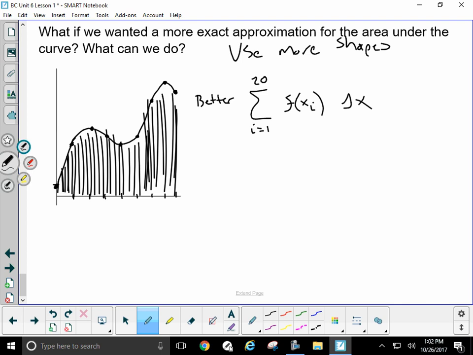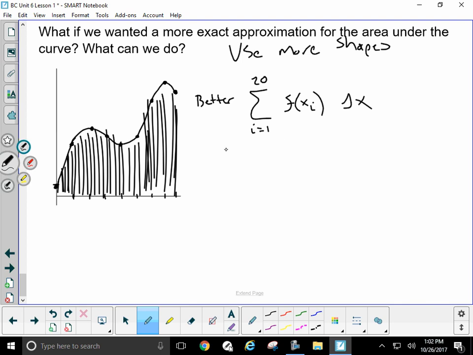All right. Can I do even better? How many rectangles should I use? Exactly, right? If I use 40, it would be better than 20. If I used 100, it would be better than 40. If I used 1,000, it would be better than that. If I used 2,000, it would be better than that.